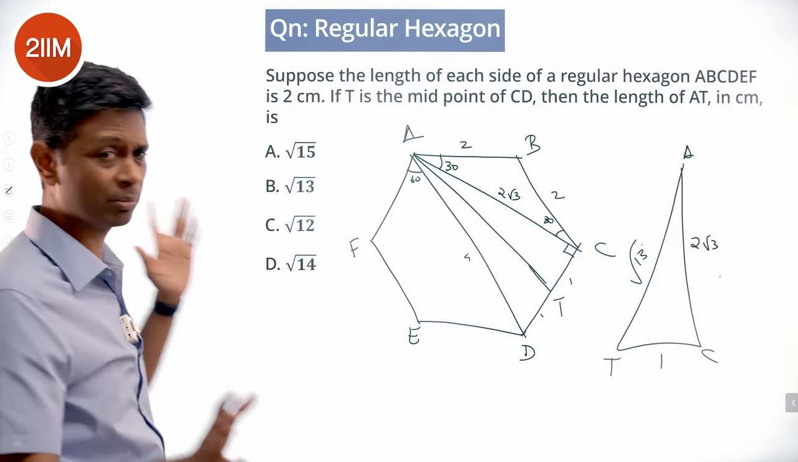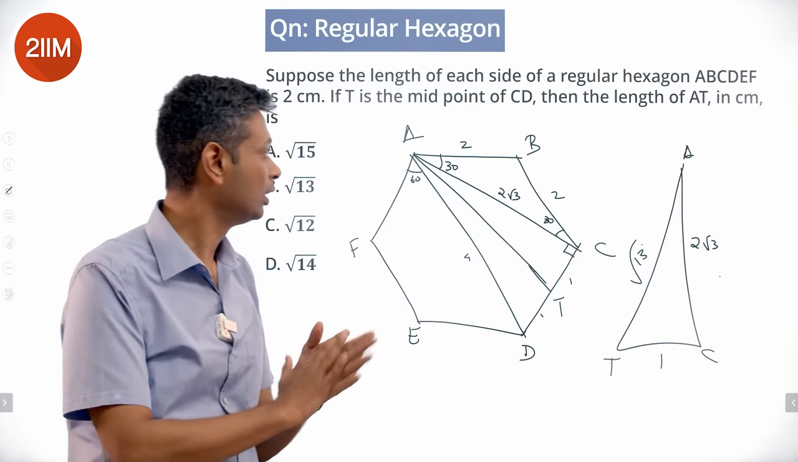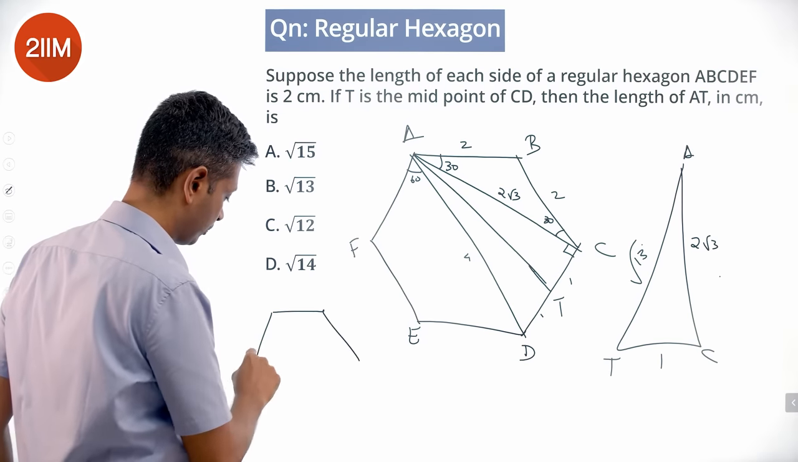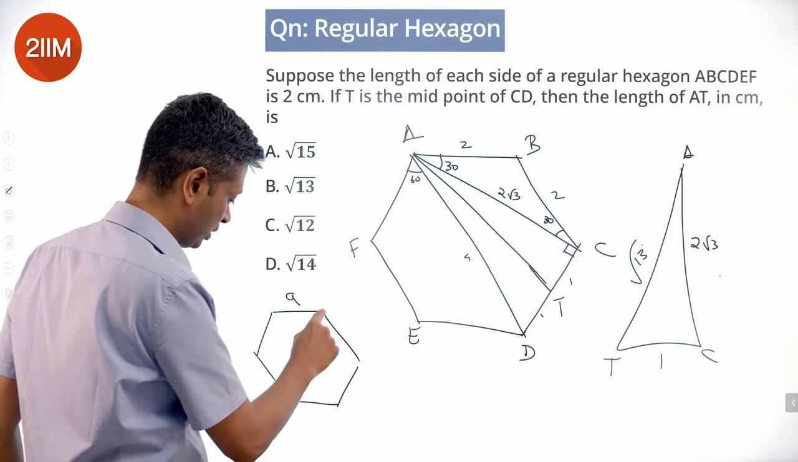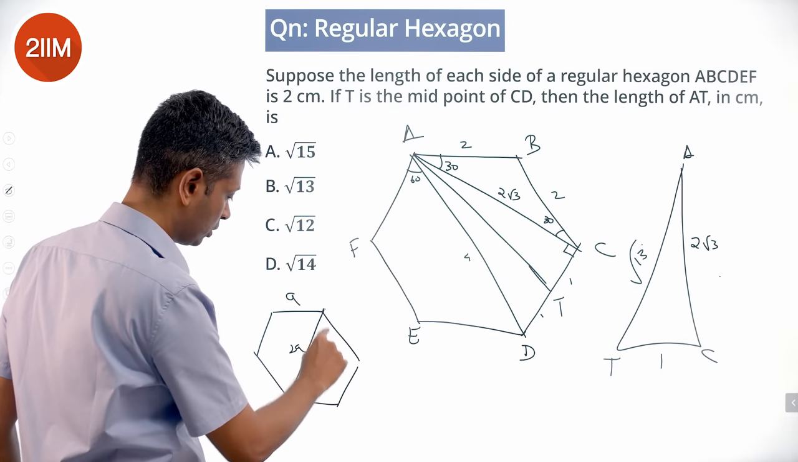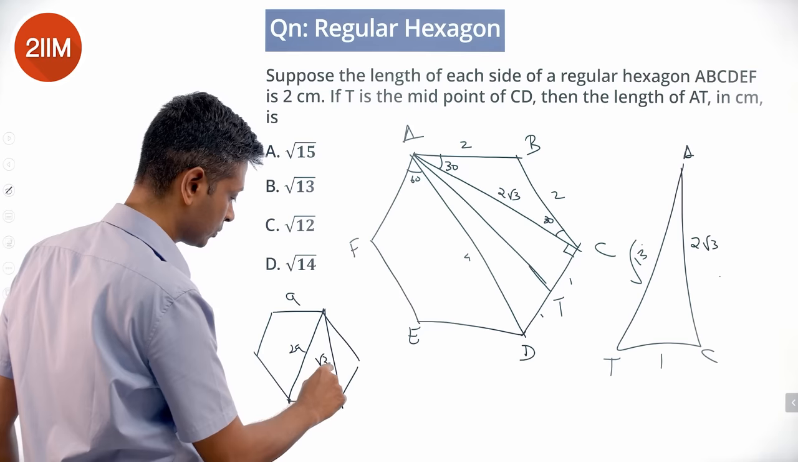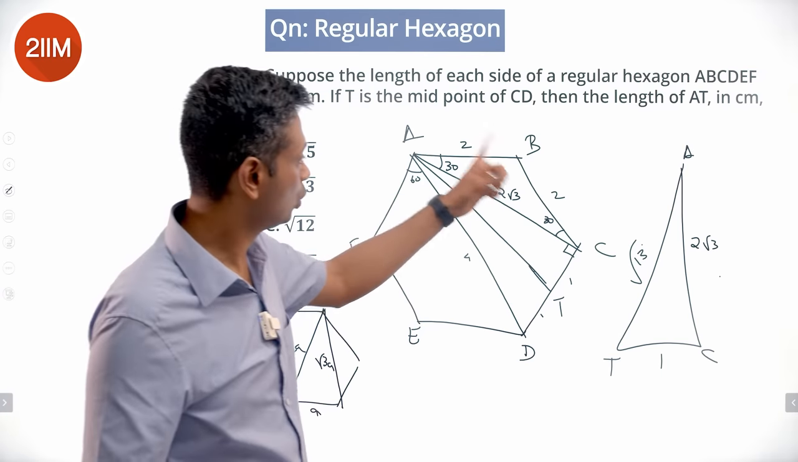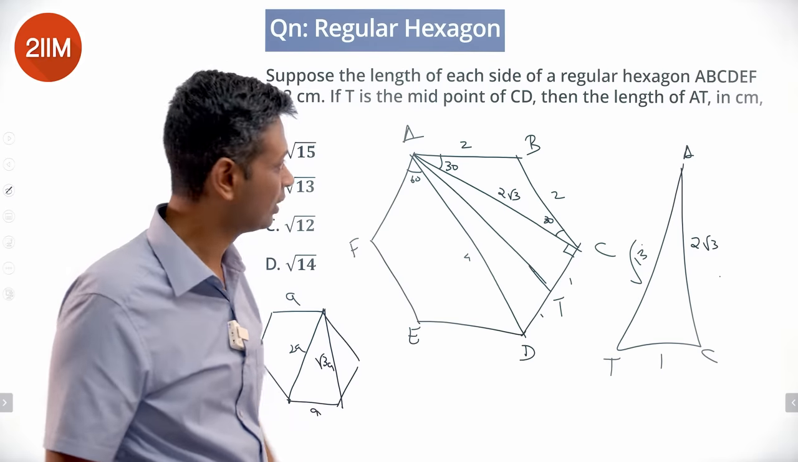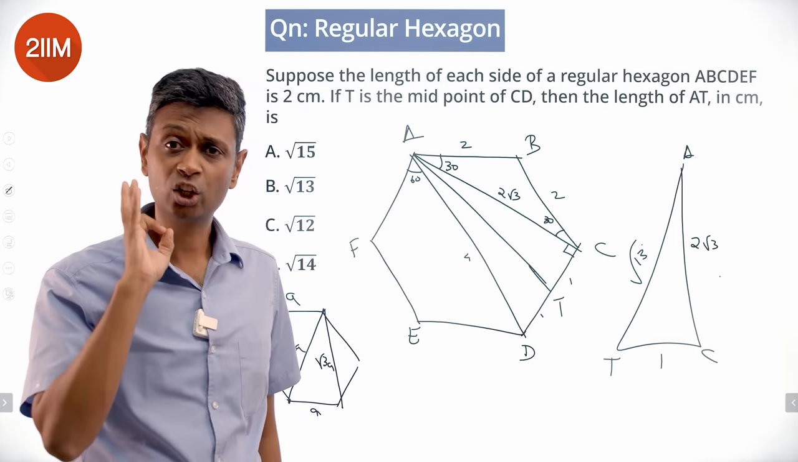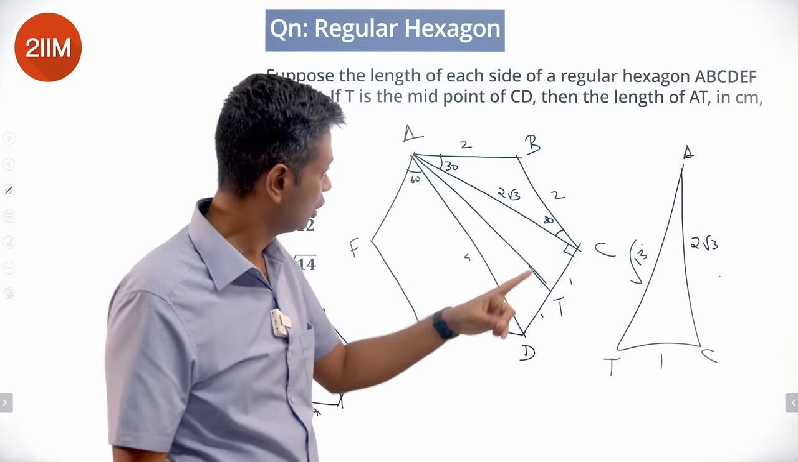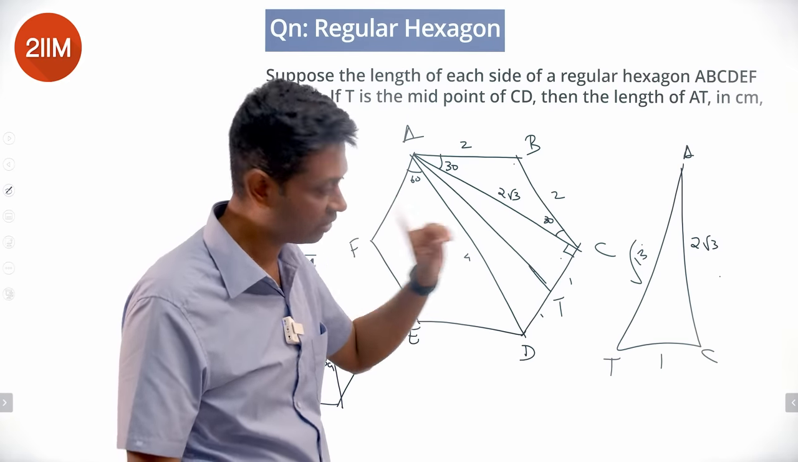I'm just going to go over this method because I think I've rushed through it a little bit. First of all, I know that in a regular hexagon of side A, this diagonal is 2A, and this diagonal is root 3A. Just Pythagoras theorem, no rocket science there. Plugging in that idea, 2, 2, 2 root 3, 4. In a regular hexagon, each internal angle is 120. So this is 120, it's an isosceles triangle, 30 and 30. This whole angle is 120, this is 30, this is 90.